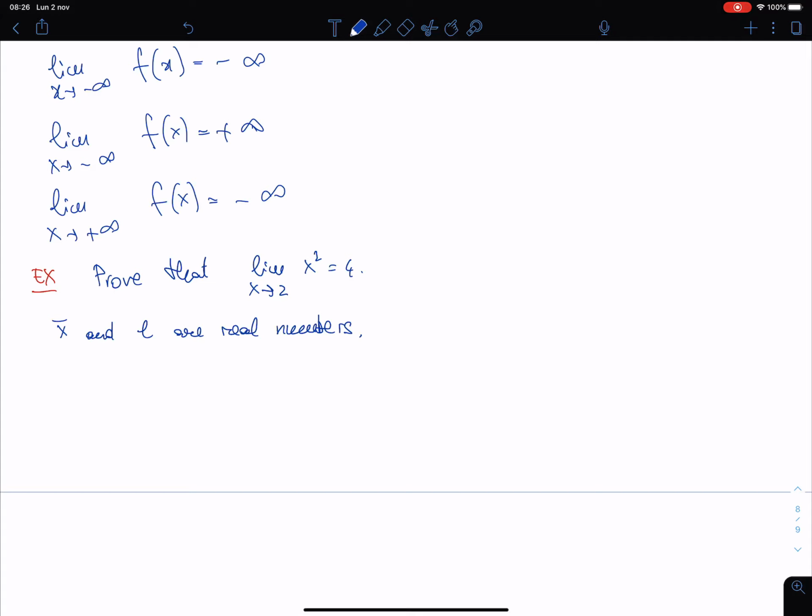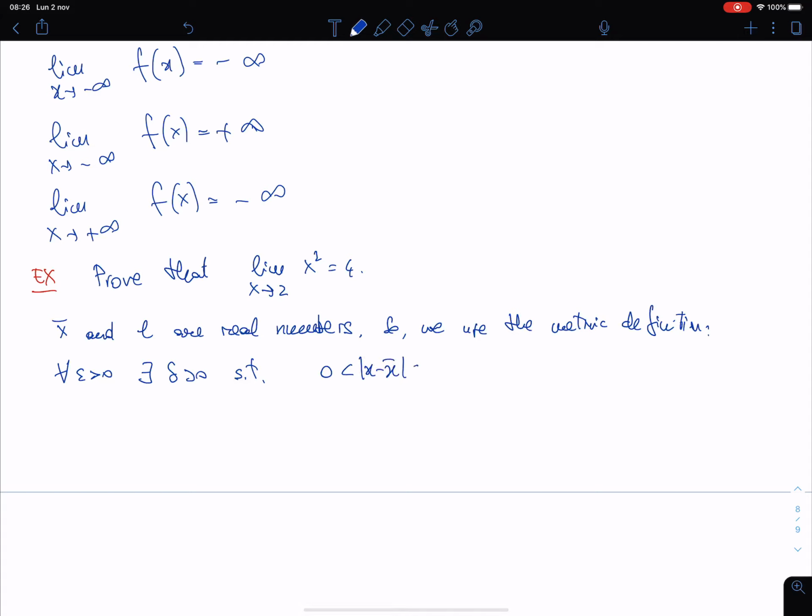So for this sort of exercise, it can be convenient to use the metric definition with epsilon and delta. So we use the metric definition that says for every epsilon larger than 0, there exists delta larger than 0, such that whenever absolute value of x minus x bar is less than delta, and x is in E, but in this case E is equal to R, because x squared can be defined on all R, then the absolute value of f of x minus L, which means x squared minus 4, is less than epsilon.